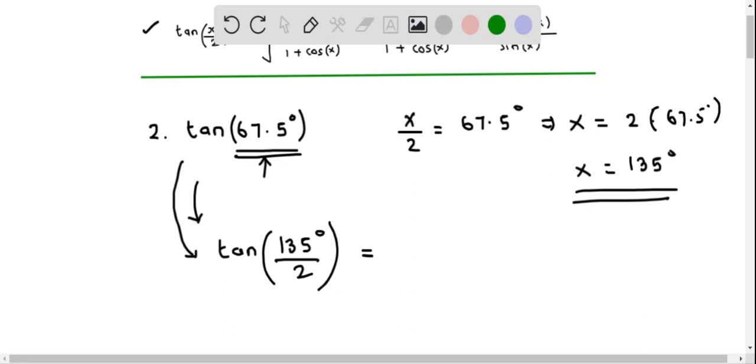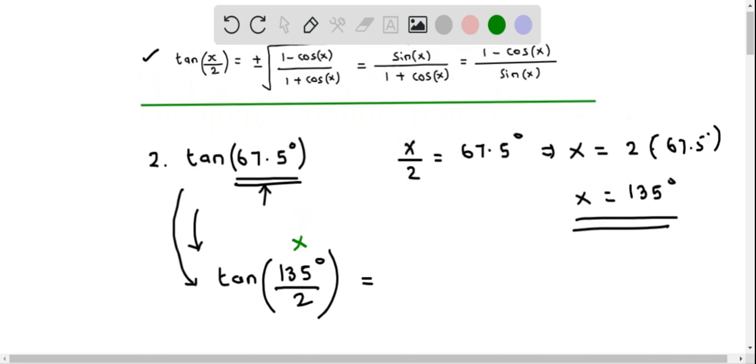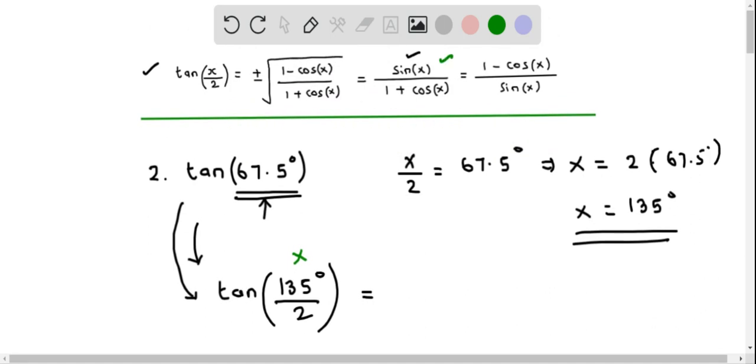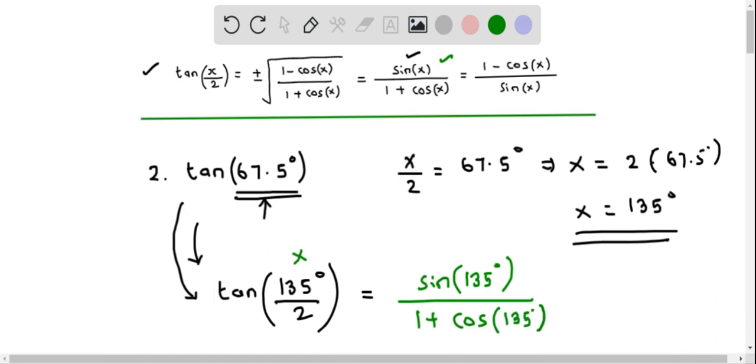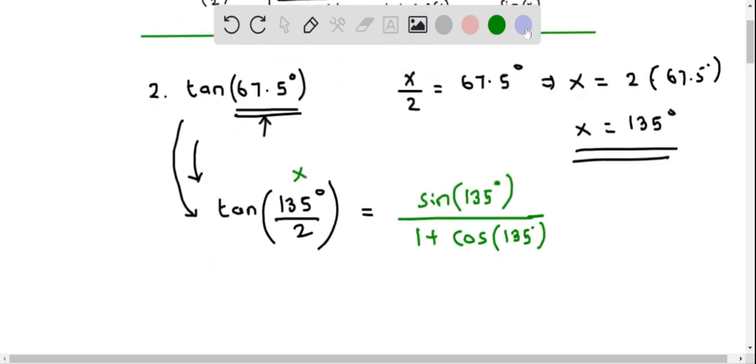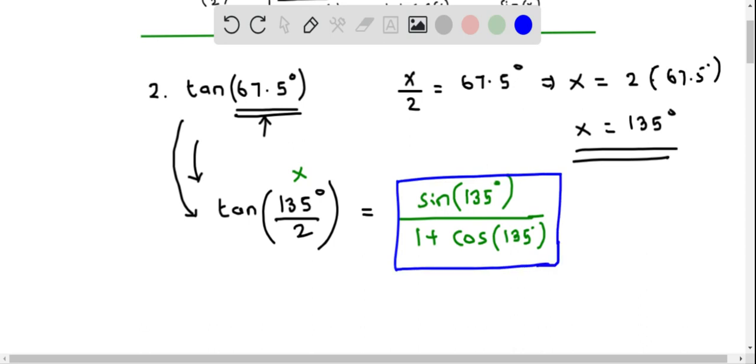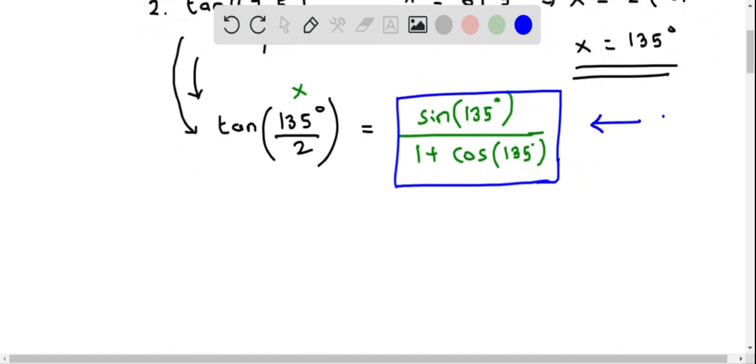And now we can use the half angle identity considering x equals 135 degrees. Since we are going to use this form, we write this as sine of x. Here x is 135 degrees, so it is sine 135 divided by 1 plus cosine of x. So cosine of x is 135, so we replace that by 135 degrees. And so we have to basically find the exact value of this expression, that is sine of 135 degrees over 1 plus cosine 135 degrees. Let's say this equation is number 1. Basically we have to determine the values of sine 135 degrees and cosine 135 degrees, and substitute into this equation. So let's see how to find both of them.